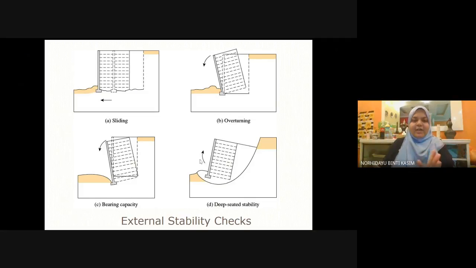So this figure shows the sliding. We don't want our wall to slide. Then we check for overturning, we don't want our wall to overturn. Then we check for bearing capacity, meaning the ability of the soil to sustain the load. And then you also have to check the deep-seated stability. We don't want to have a huge slide of your wall.